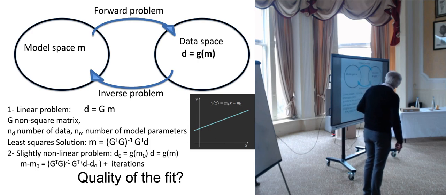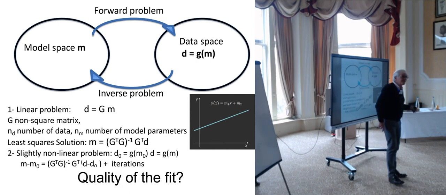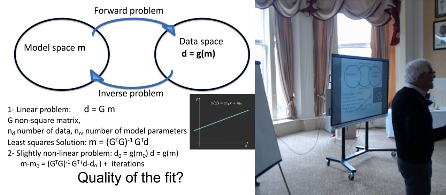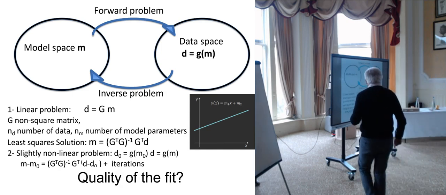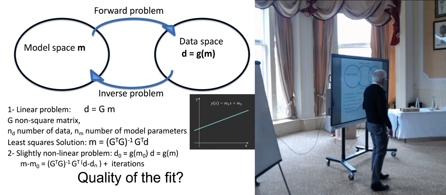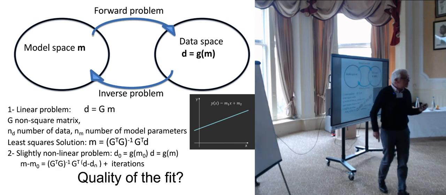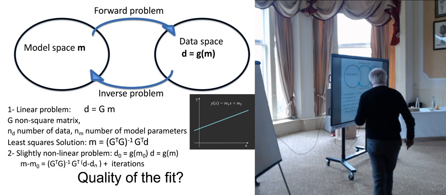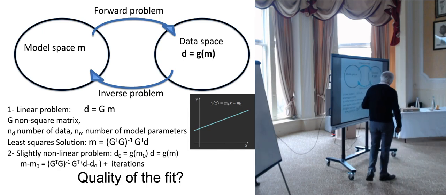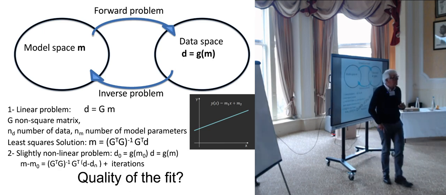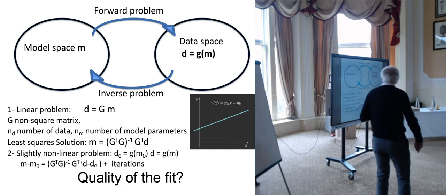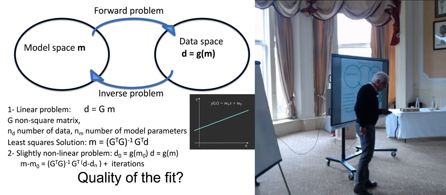Okay, so what did I want to say? So far we didn't make a lot of hypotheses on the data space and parameter space, but we have to wonder if we do this inversion, GTG inverse GT, do we find a good fit of the data? So we have to ask the question of the quality of the fit, and we have to make some estimate of the quality of the fit.